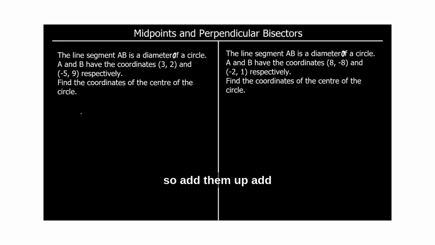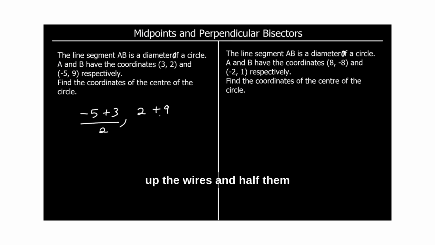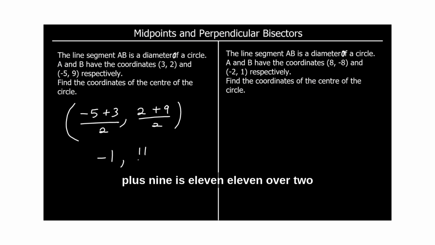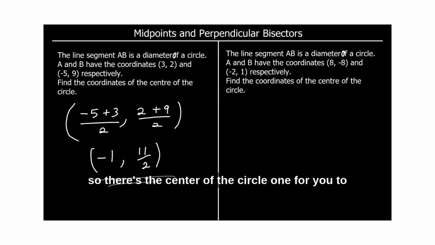So add up the x's and half them, add up the y's and half them. So -5 plus 3 is -2, half of that is -1. 2 plus 9 is 11, 11 over 2. So there's the center of the circle. One for you to try.